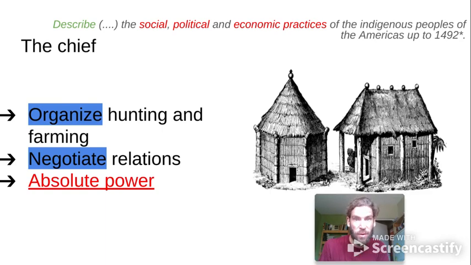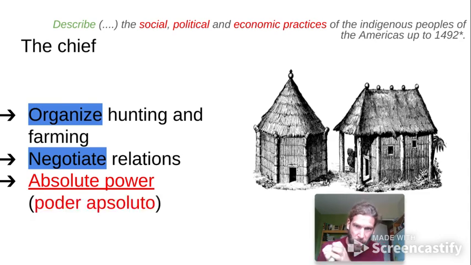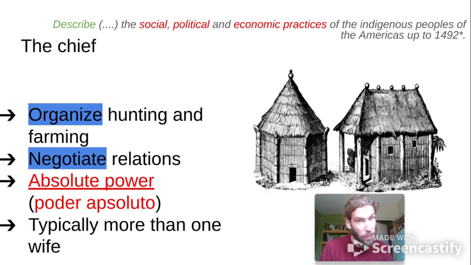He had absolute power. And I looked in my dictionary, and the best word in Papiamento probably for that is poder absoluto. It means the chief could make decisions by his own, and he didn't have to listen to the nobility or to the common people. He had a lot of power in his own hands. And he typically had more than one wife. And typically means in this case, did every chief have multiple wives? No, but often he did.